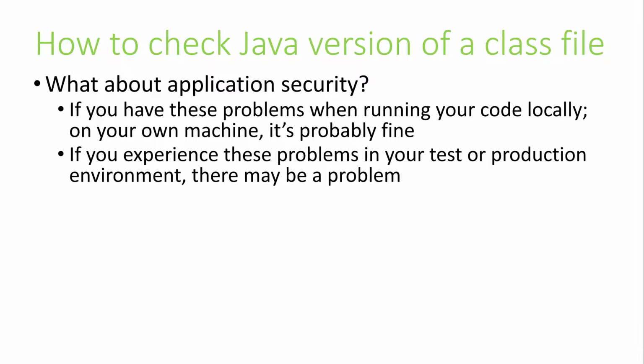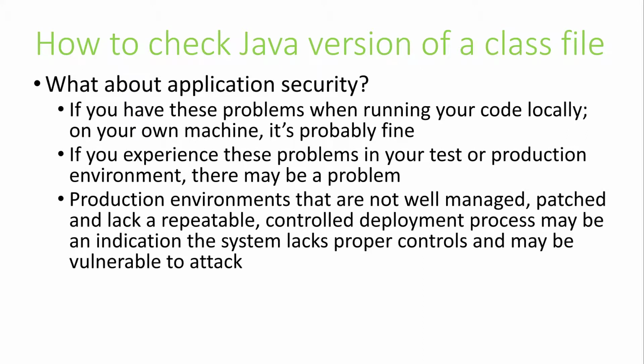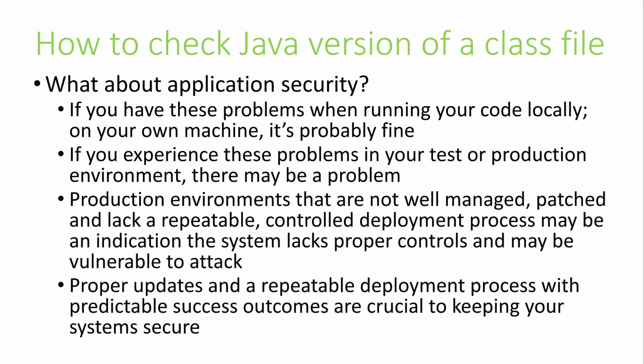Where the problem comes in is if you experience these issues in a test or production environment. If you experience problems like this in production, it could be an indication that your production environment is not well managed or controlled. Such an environment may not be properly patched and maintained, leaving it vulnerable to compromise. Properly patching and updating your systems is one of the ways to keep your systems as secure as possible, and having a production environment where reliable and predictable deployments are routine is crucial to running a successful organization.